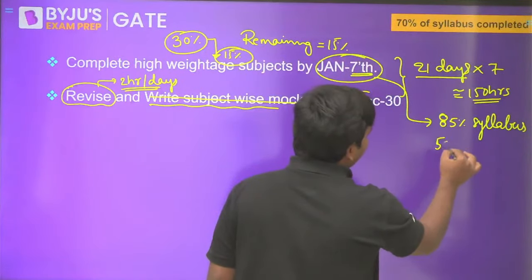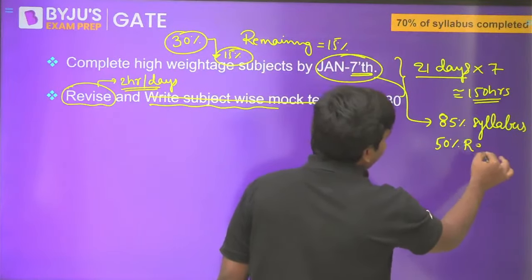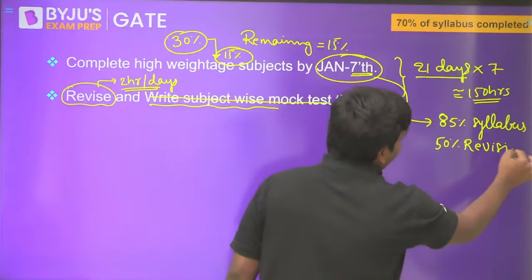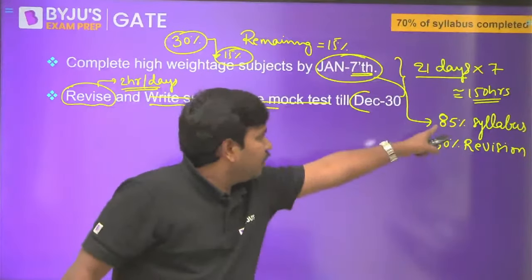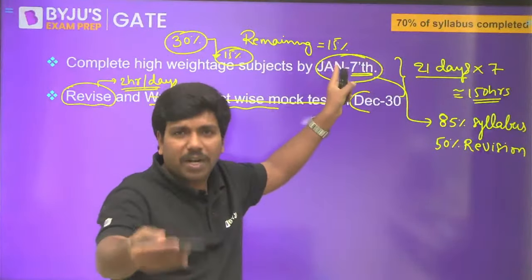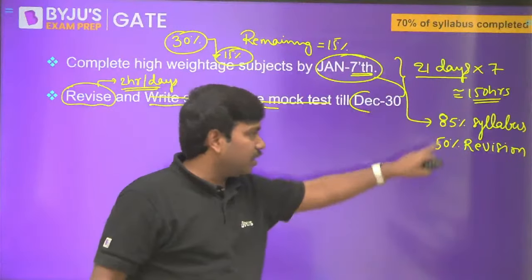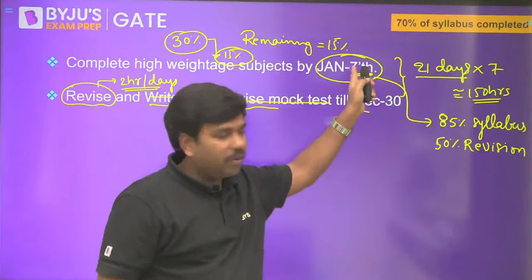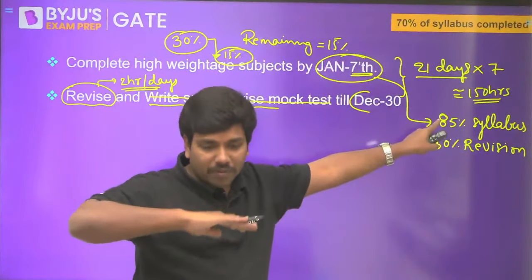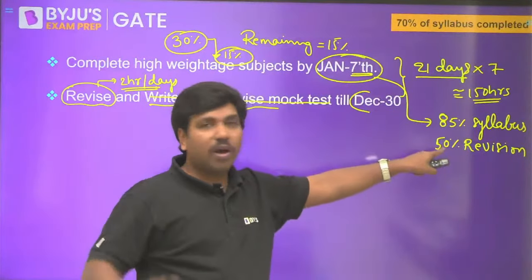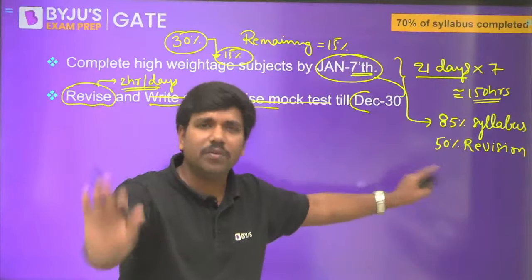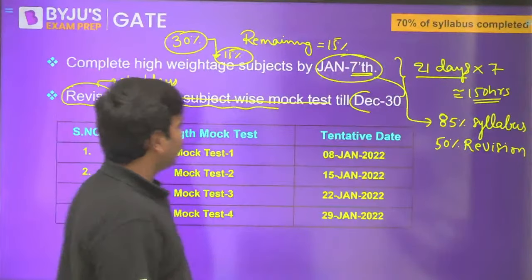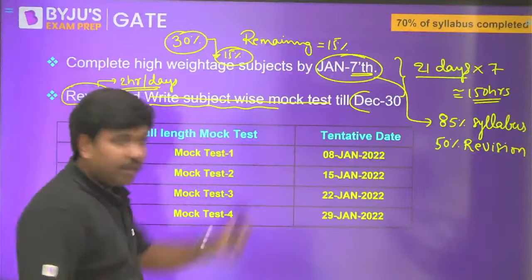At the same time, at least 50% of the revision might be completed, because this 15% of the syllabus you might have started recently, right? So no need to worry about that. So now the status of you by the time of January 7th is 85% of the syllabus is done, and you have almost done 50% of revision, not full revision. But then go for the first exam because you need not delay this one, right?